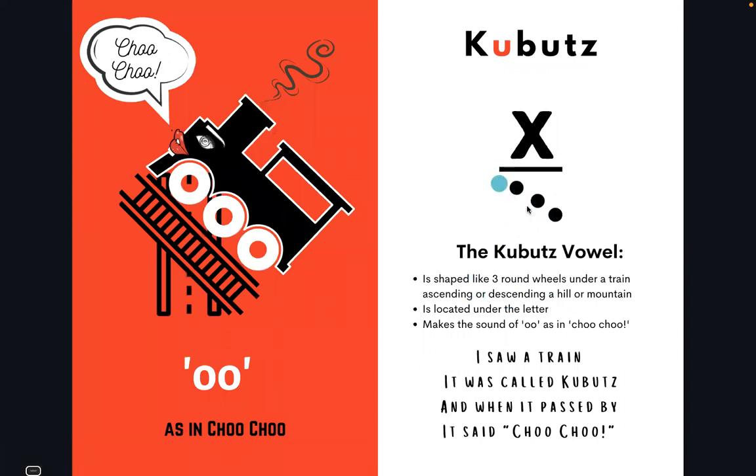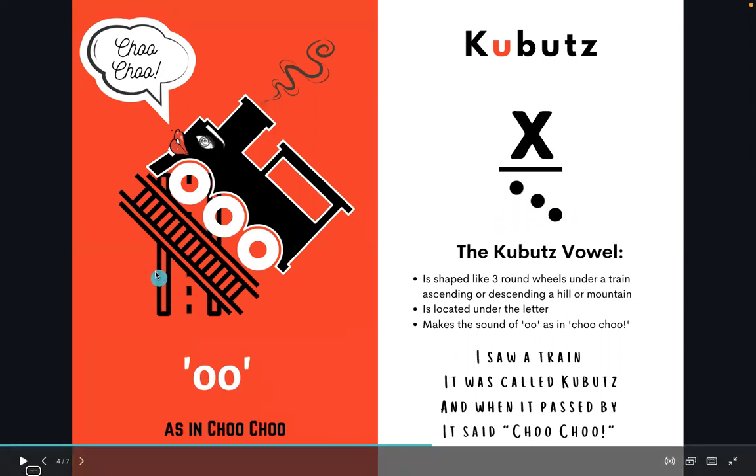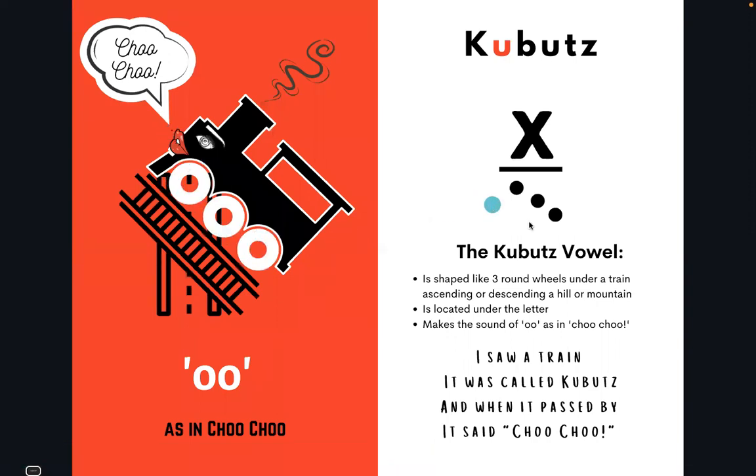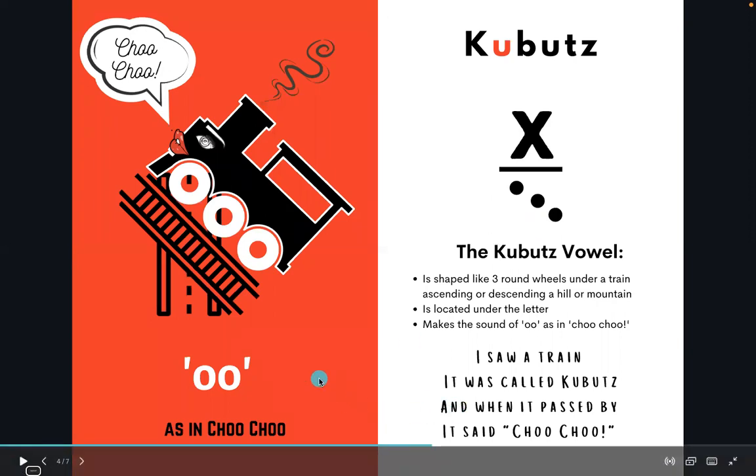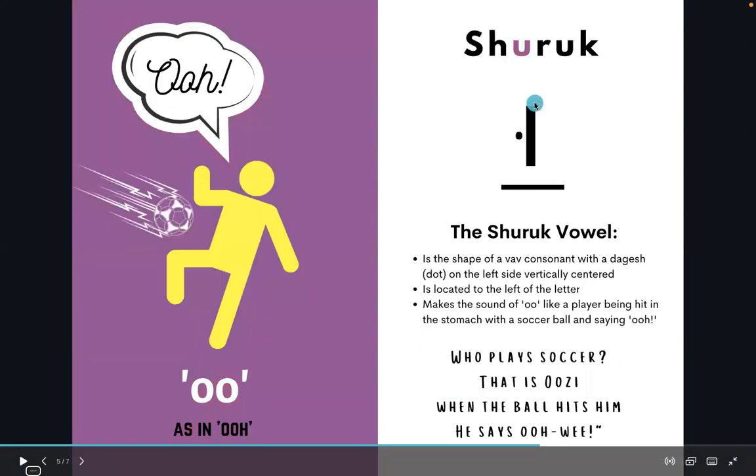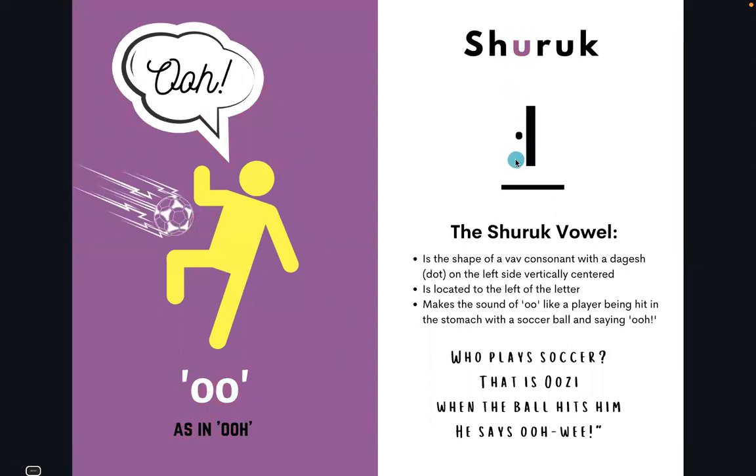And this is our kubutz, which goes under the consonant and makes the sound of oo as in choo-choo. And this is our icon to help us remember kubutz and the choo-choo. Next we have the shuruk, which also says oo. And if we can think of it as a ball hitting a soccer player in the stomach, and he says ooh, this is the shuruk. Ooh.